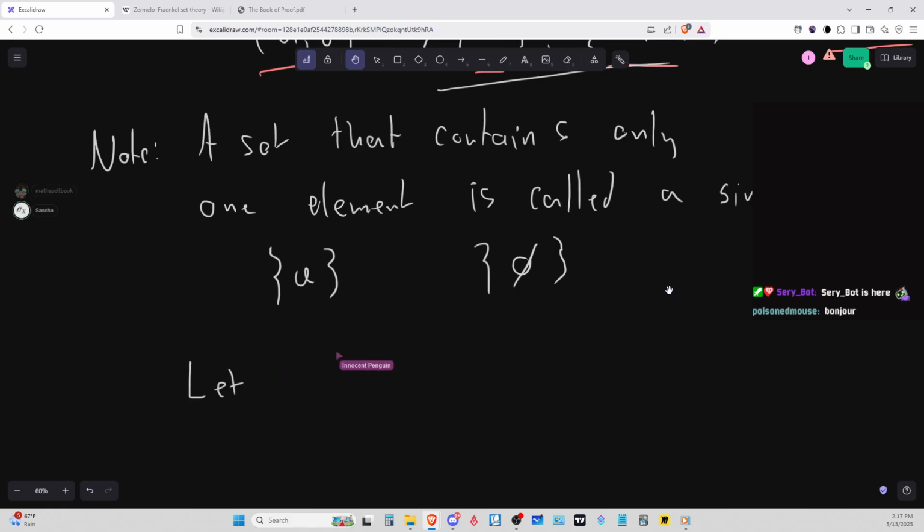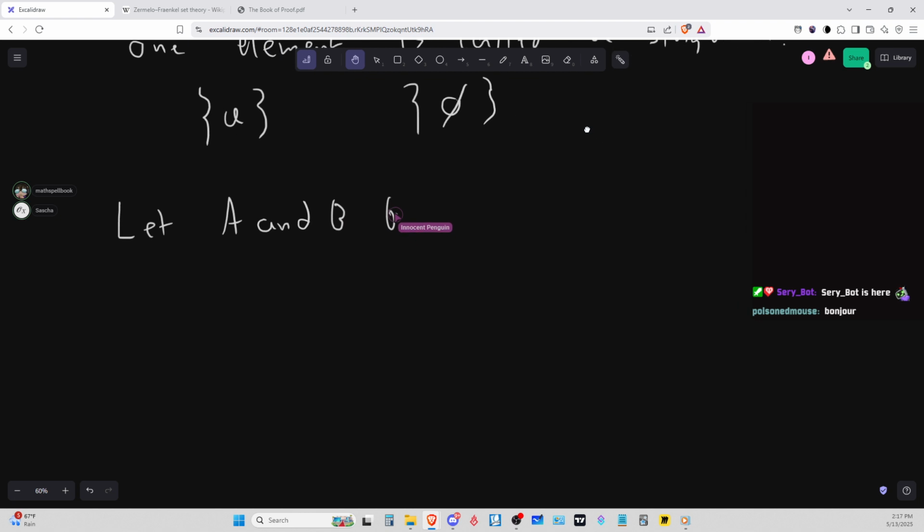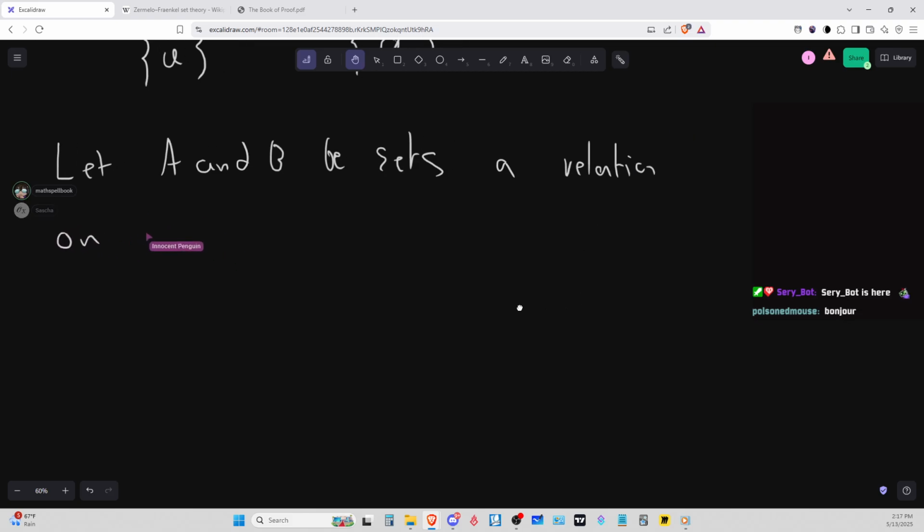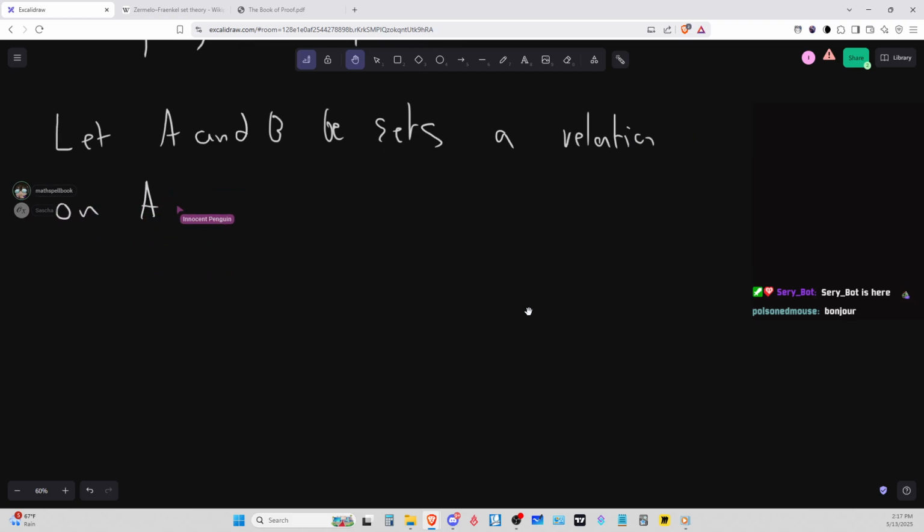Okay, so let's define a relation, and you will see it's very simple. Let A and B be sets. In set theory, everything is a set, so maybe I should stop writing. Anyways, we're correcting as we go. So a relation on A and B is a subset of A times B.